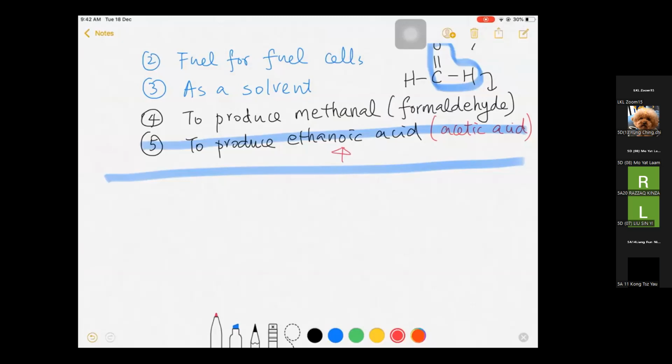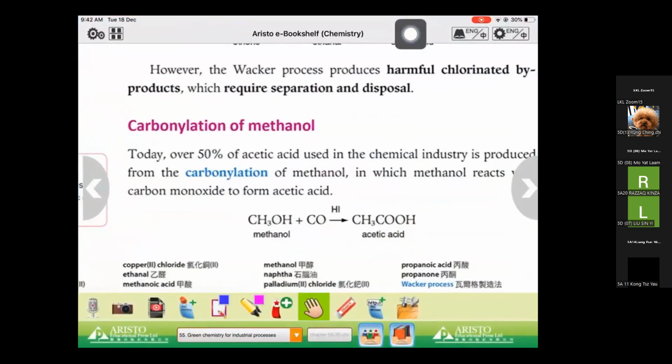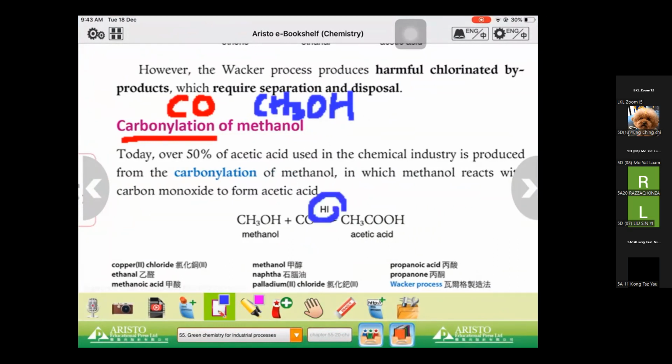According to chapter 55, page 20, let me copy it down first. Open this page, the title is carbonylation of methanol. Underline it. Carbonylation means we have CO. The structure of methanol is CH3OH. So if you remember the name, you know the reactant, and if you remember the reactant, you know the name. Carbonylation means CO with methanol, which is another reactant. We need one catalyst, a condition, which is HI.